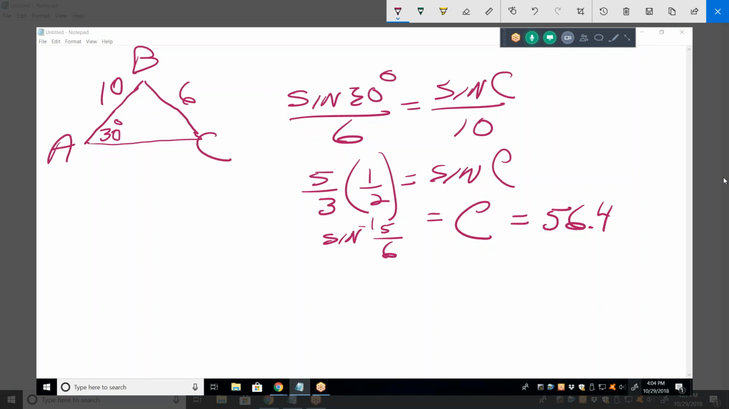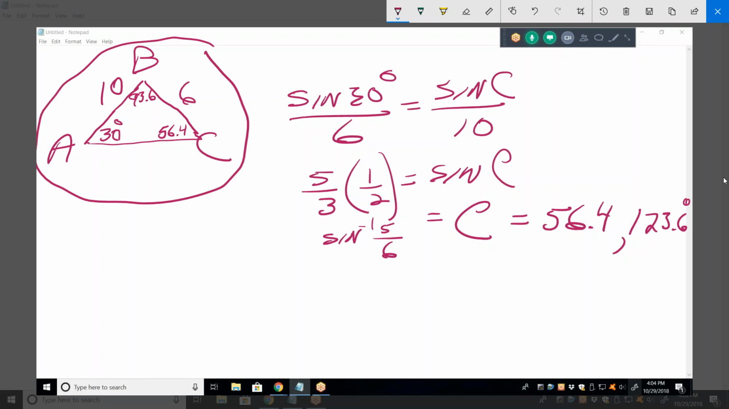I think you'll see where I'm going here. Angle C can be 56.4 degrees, or it can be its supplementary angle, 123.6 degrees. Now, the question is, can it be either of those? Well, I can certainly make it 56.4, and that would make this angle up here about 93.6. Now, that's one of the triangles.